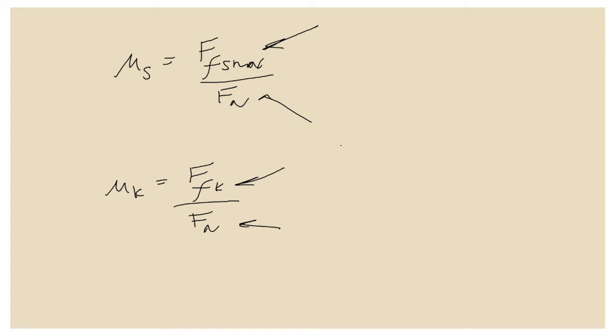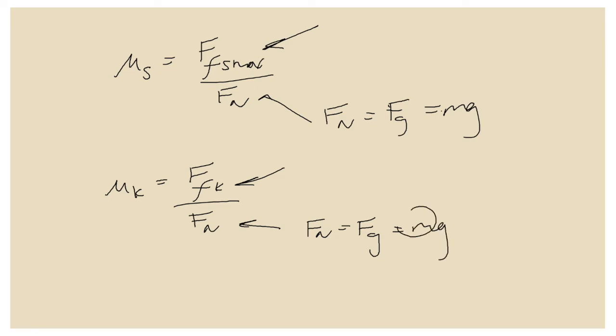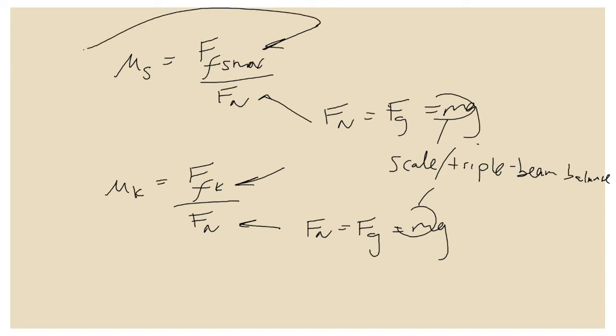Something that you should notice by now, for sure, is that when we have these objects on a flat horizontal surface, the normal force is equal to the weight. And since the weight is just the mass times the gravitational acceleration, all we're going to need to measure the mass is a scale or triple beam balance. And so if we have a scale or a triple beam balance, then we can definitely measure the mass, and we can use that to calculate the normal force.